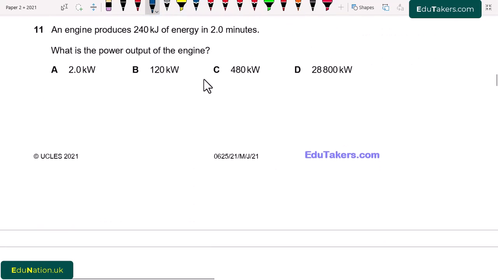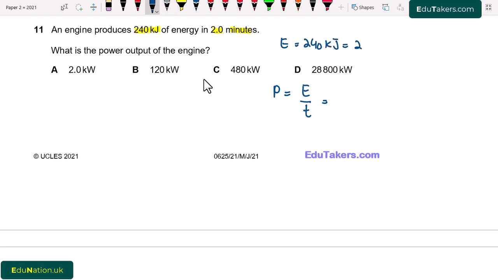Question number 11. An engine produces 240 kilojoule of energy in 2.0 minutes. What is the power output of the engine? So here we have to find out the power output of the engine, and power is the rate of energy transfer, energy over time. Here energy is given as 240 kilojoule.